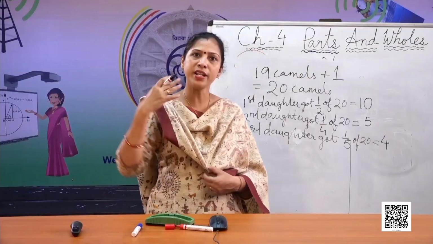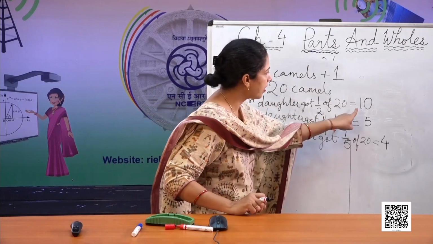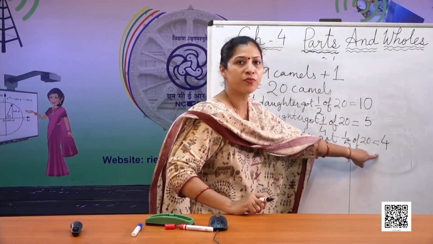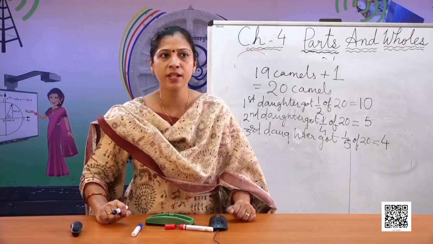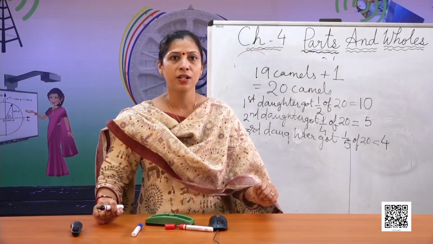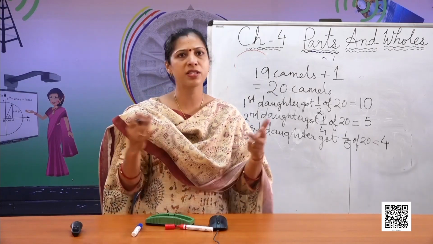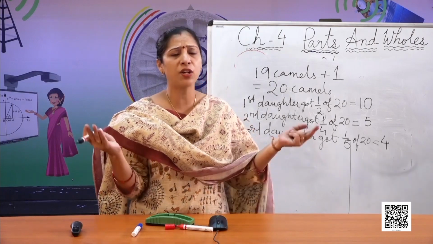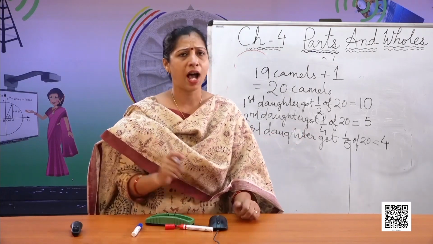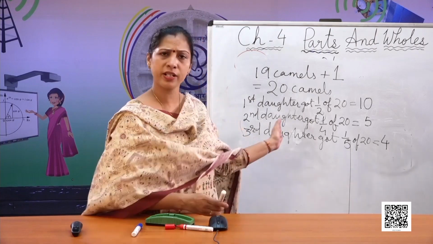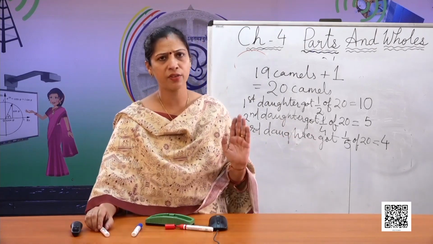Now this is a very interesting thing. When they added 10 plus 5 plus 4, they got 19 camels, and 1 camel was left. How did it happen? That 1 camel did not belong to them at all. So the aunt said, I am taking my camel back. Now I have done the division. You take your camels. Now are you happy?